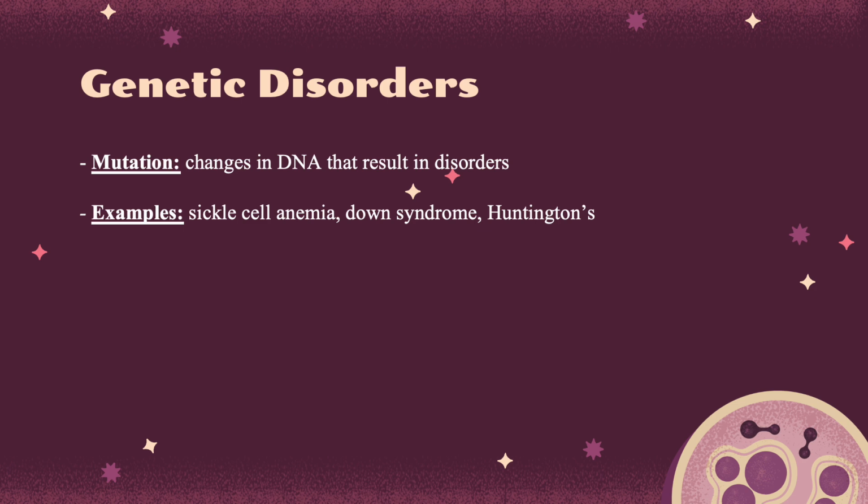Sometimes mutations, like changes in DNA, lead to disorders. For example, in sickle cell anemia, Down syndrome, and Huntington's. Sickle cell anemia causes red blood cells to become crescent-shaped, affecting oxygen transport. Down syndrome results from an extra copy of chromosome 21, which further affects the way that kids develop. And Huntington's disease, a dominant disorder, causes neurological degeneration later in life.